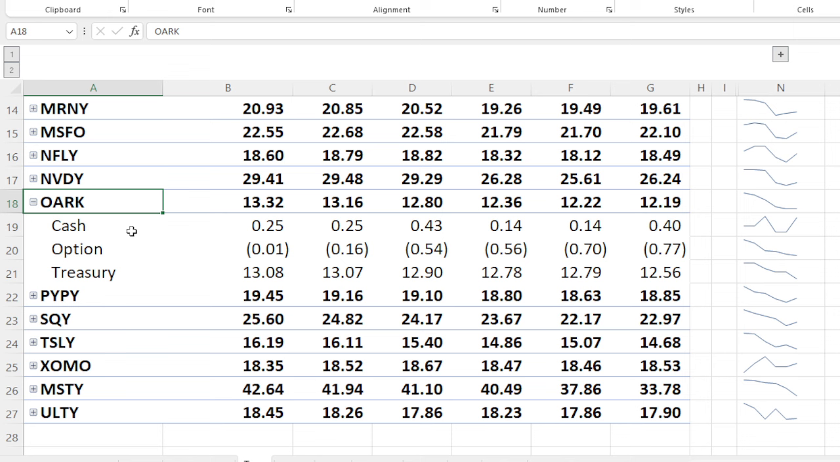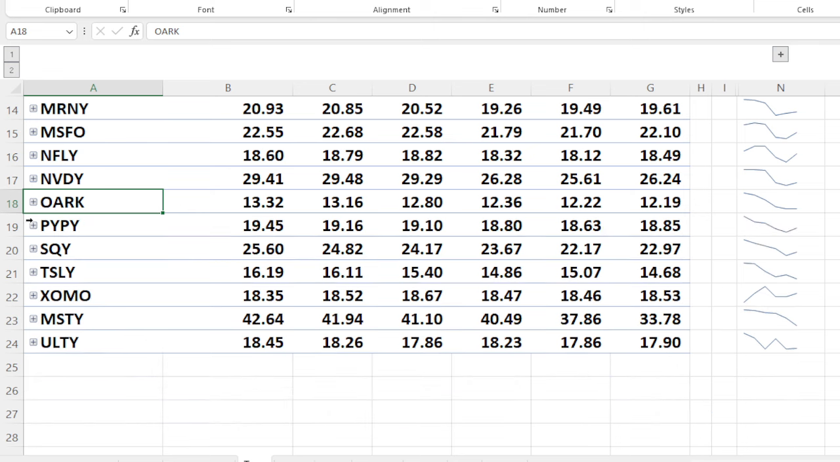So cash went from 25 cents to 40 cents, and treasury went from 1308 to 1256. So it's a bit of a mishmash there. Options went from a penny up to 77 cents. So again, hopefully they can capture most of it for this week.